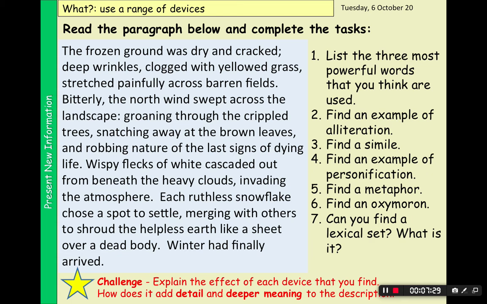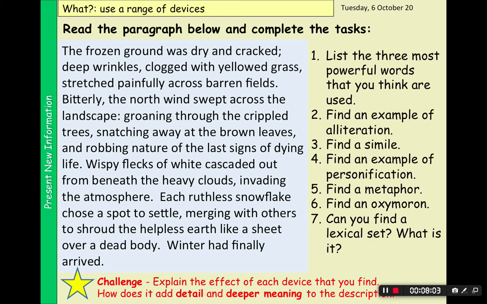And then a metaphor. Let's see. It's hard to kind of distinguish here a lot because they use so much personification. It could be considered personification or a metaphor. But I like the way they describe deep wrinkles in the ground. So maybe the cracks in the ground, or where it's gone so dry and cold that they look like wrinkles, and describing them as stretching across the land, almost like a really old person's face. That's what I imagined.